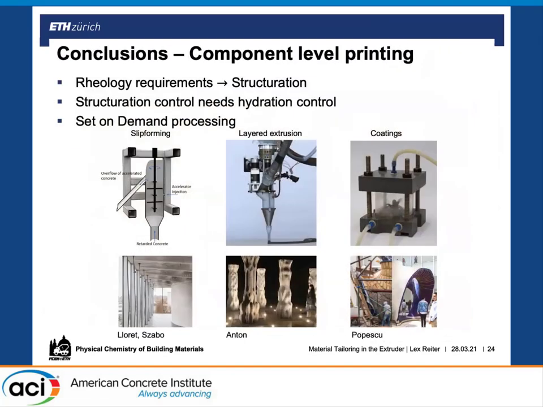To conclude, for component level printing, I want to make you aware that the structuration rate is important because we want to build relatively fast and don't want to interrupt the printing. In order to do this, we want to have hydration control. And one way of doing that is with set-on-demand processing that you can see here, the three approaches and the prototypes we manufactured with the colleagues that you see on the bottom.